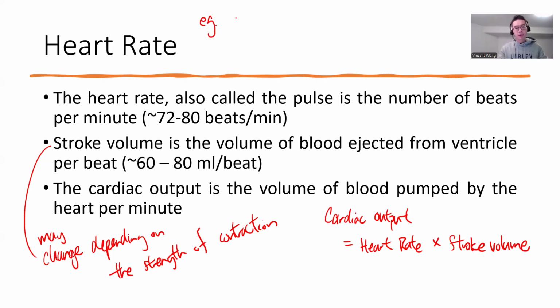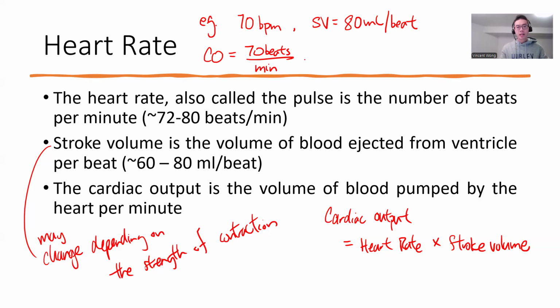So for example, let's say someone has a heart rate of 70 beats per minute, and then the stroke volume is 80 milliliters per beat. We can calculate the cardiac output. Cardiac output is going to be 70 beats per minute multiplied by 80 milliliters per beat.